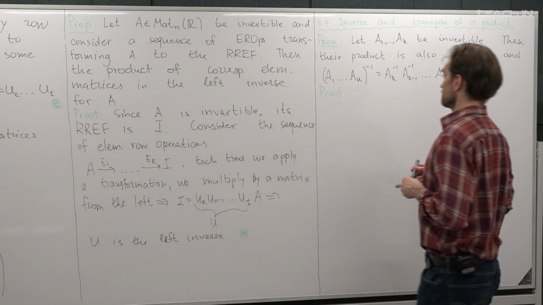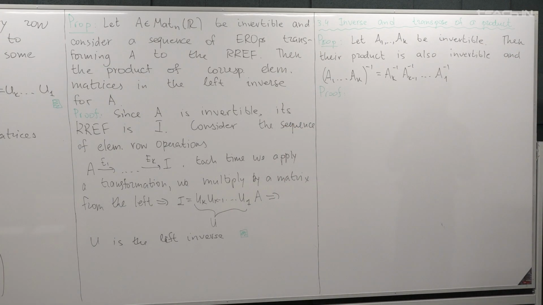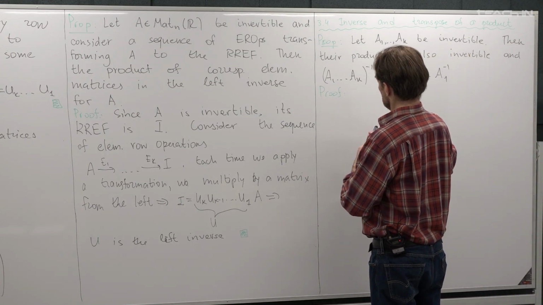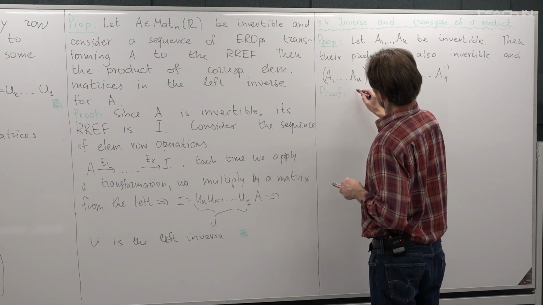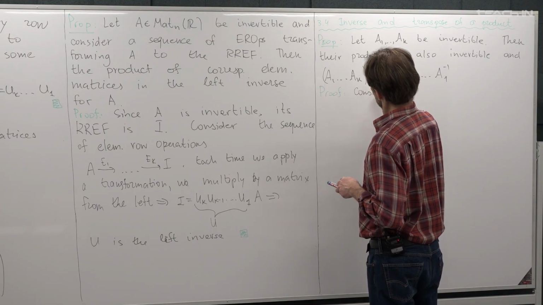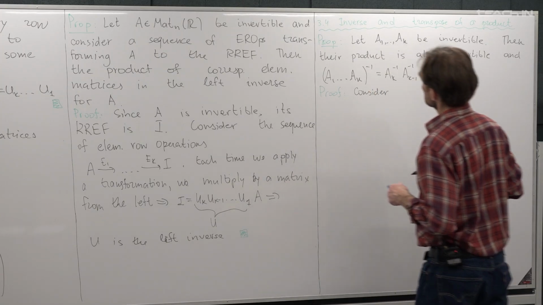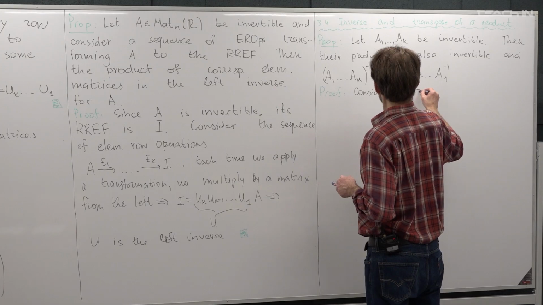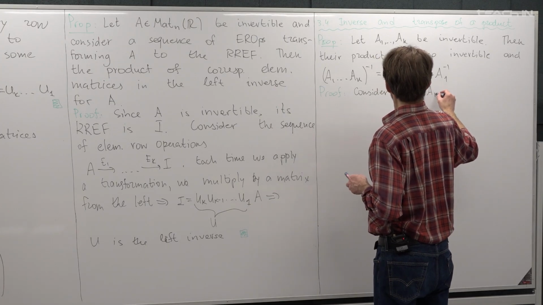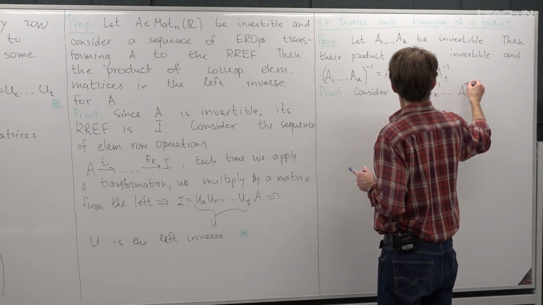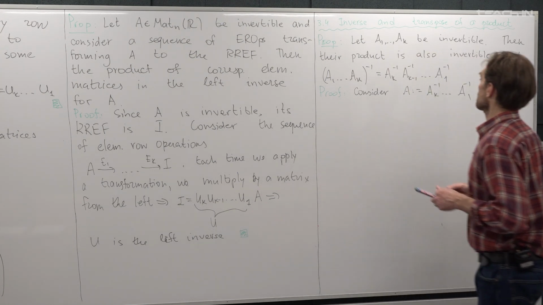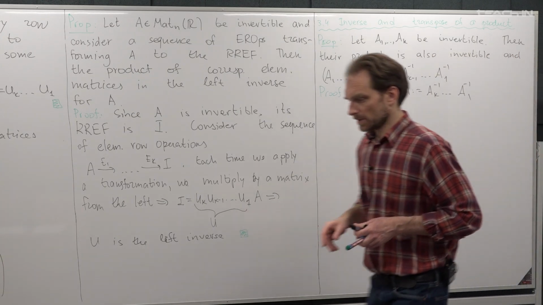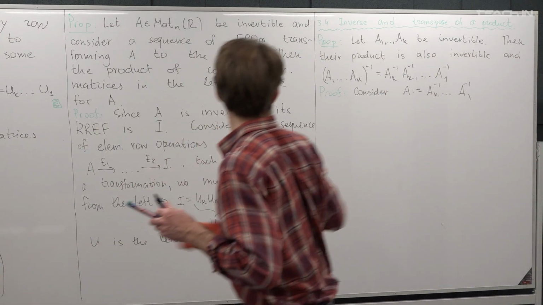So the proof would be very straightforward. Consider A, which is the product of the inverses in the reverse order, and I'm going to multiply it by, I'll better denote it not by A but by B.